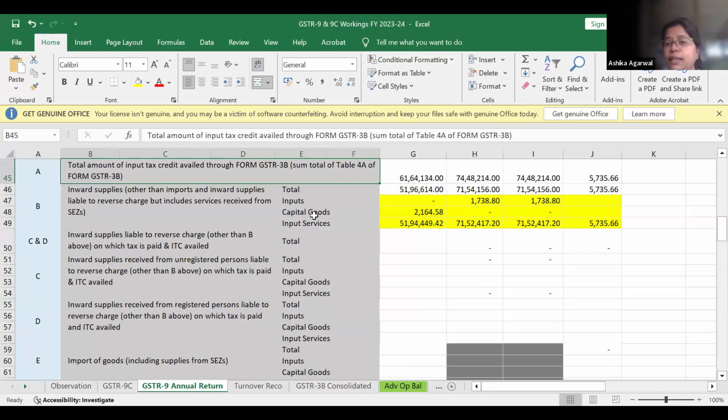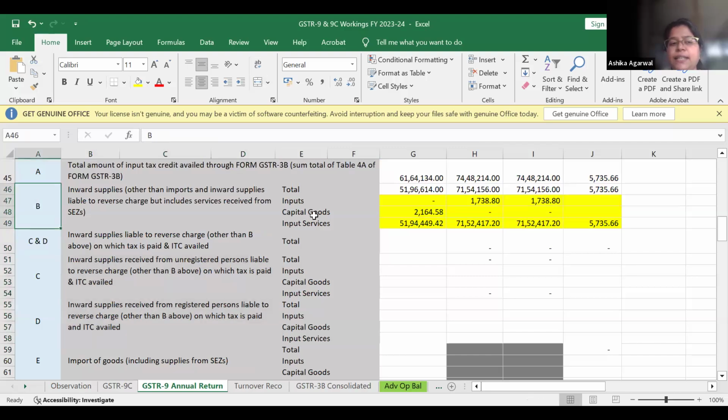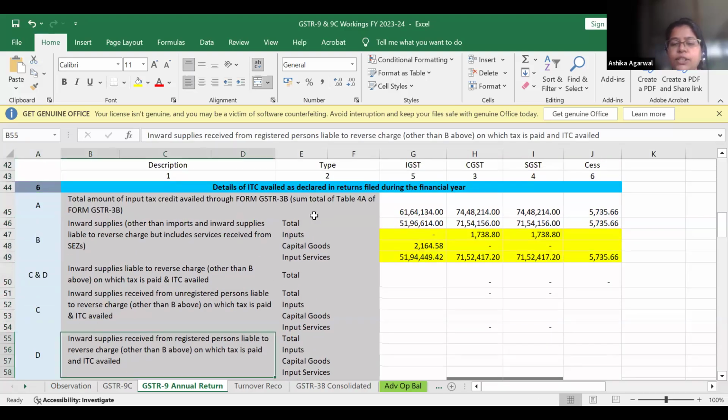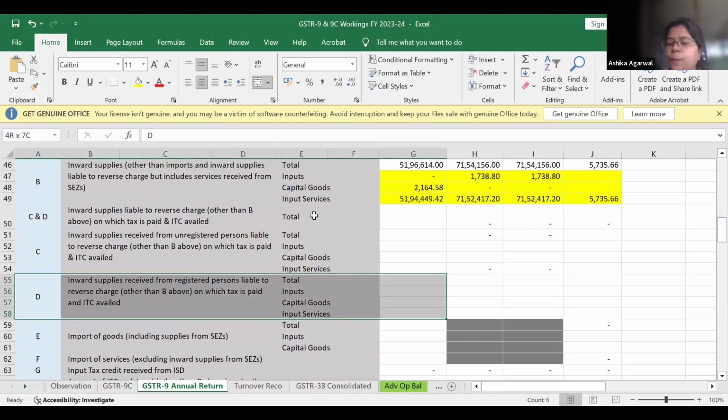Now coming to 4B3, which deals with your RCM. So 6C and 6D in table 6 deal with your RCM reporting. Now this RCM reporting, they divide first into two parts: first registered, second unregistered. So in 6C, they want you to report unregistered. In 6D, they want you to report registered.